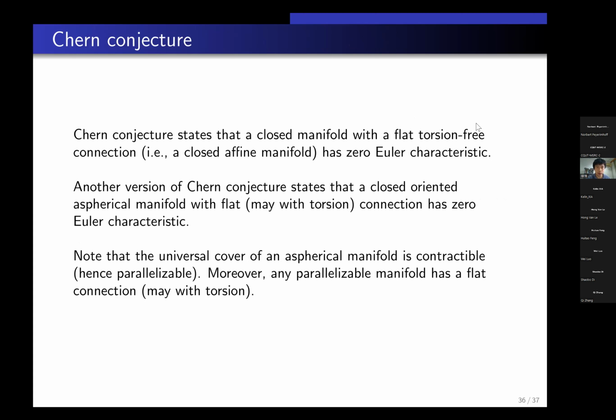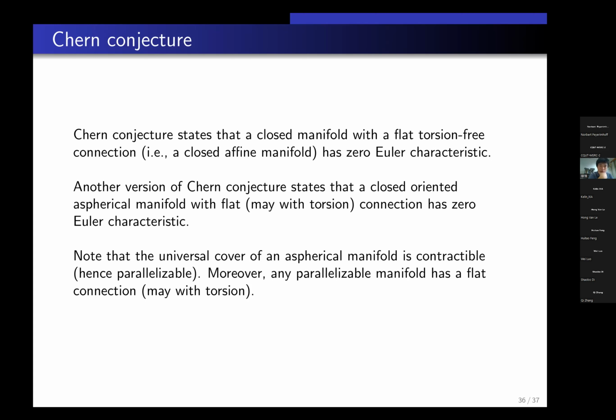So finally, this Frobenius statistical manifold is somewhat related to the Chern conjecture. They have some similarities. The Chern conjecture says that a closed manifold with a flat Hessian metric, which just means it's a closed affine manifold, must have zero Euler characteristic. But in general, this conjecture is still open.